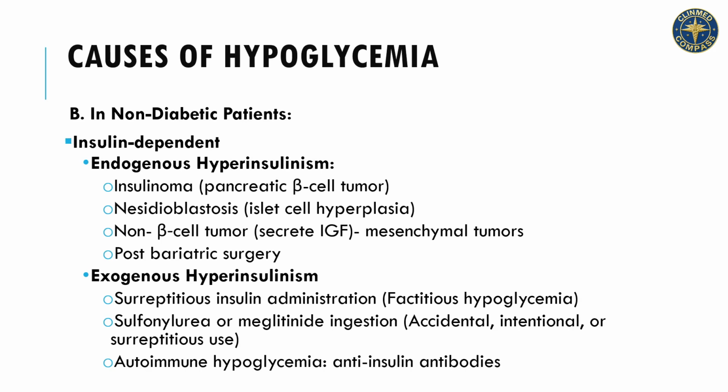Causes of hypoglycemia in non-diabetic patients could be insulin-dependent and non-insulin dependent causes. Insulin-dependent hypoglycemia can occur due to endogenous hyperinsulinism, including insulinomas, islet cell hyperplasia like in nesidioblastosis, non-beta cell tumors that secrete insulin-like growth factors, and post-bariatric surgery. Exogenous hyperinsulinism is seen in surreptitious insulin administration as in factitious hypoglycemia, and sulfonylurea or meglitinide ingestion, which could be accidental, intentional, or even surreptitious. Then autoimmune hypoglycemia caused by anti-insulin antibodies.